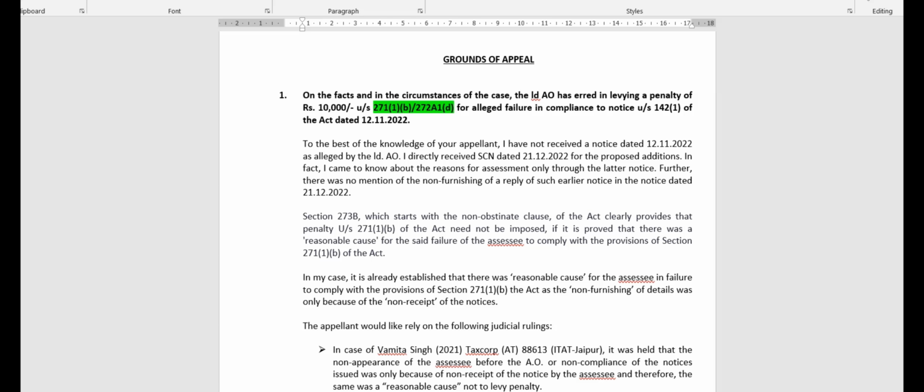Before 2018, penalty used to be levied under 271(1)(b). Now it is replaced with 272A(1)(d). Otherwise, there is no fundamental difference. The quantum remains the same, that is 10,000.